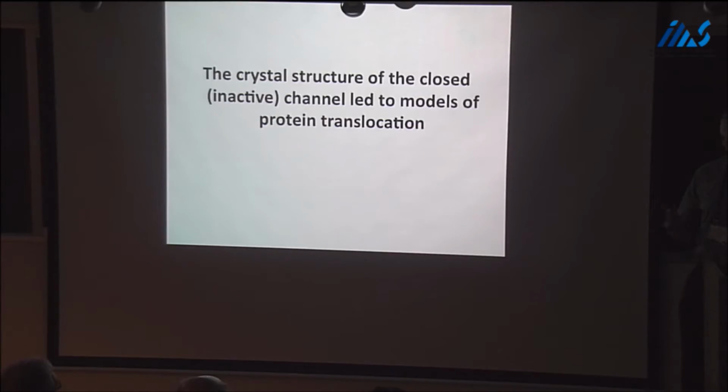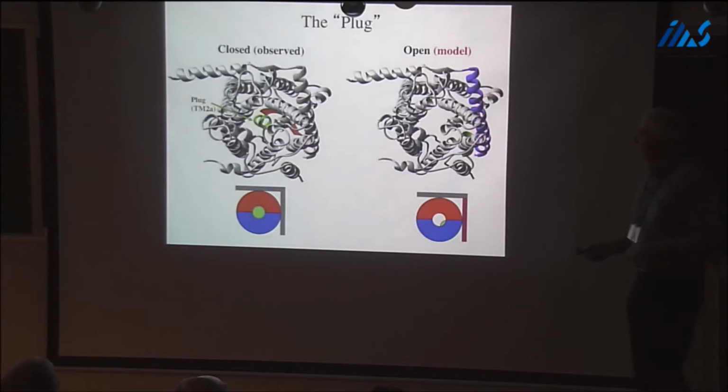There was one exception where we were wrong, or partially wrong, I should say. The first thing that we predicted is that this plug, this is again the top view, and the plug is here colored in green, would have to move out of the way to open the channel, shown schematically here. So the plug would move out of the way, and this would open the channel so that you could move a polypeptide chain from where you're sitting into the board.